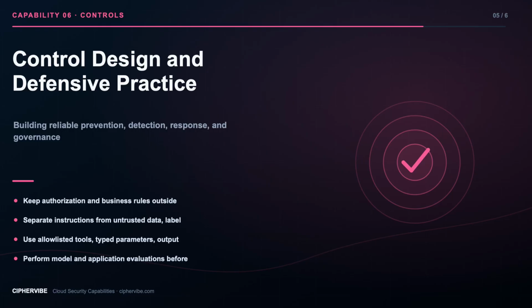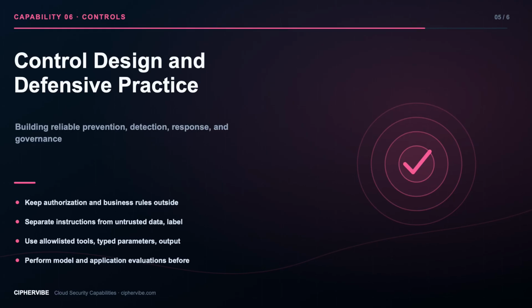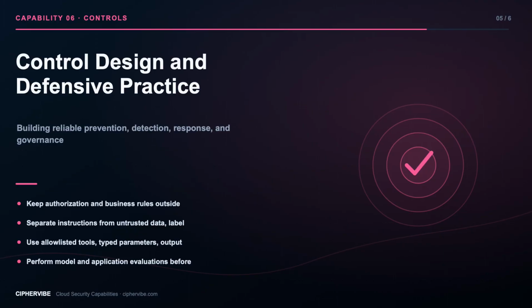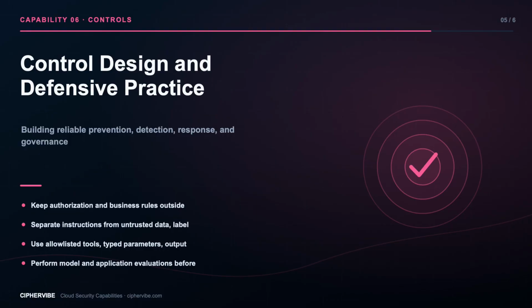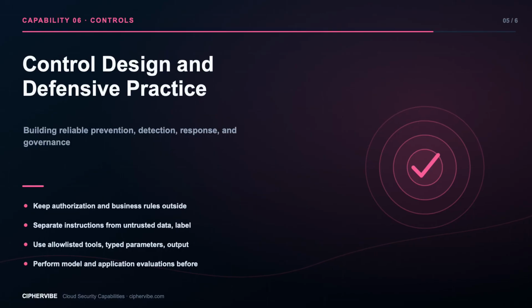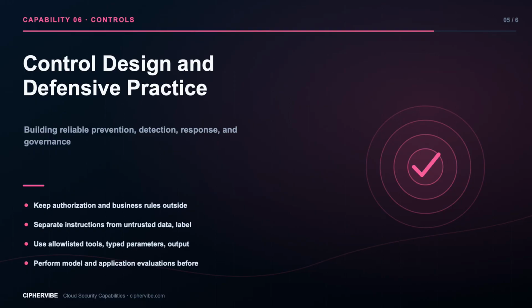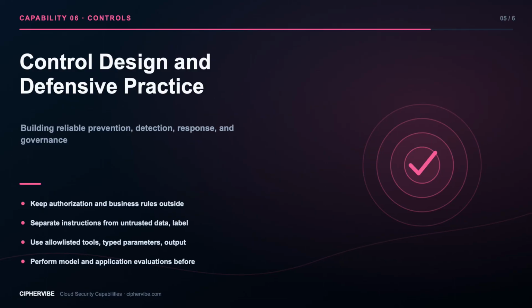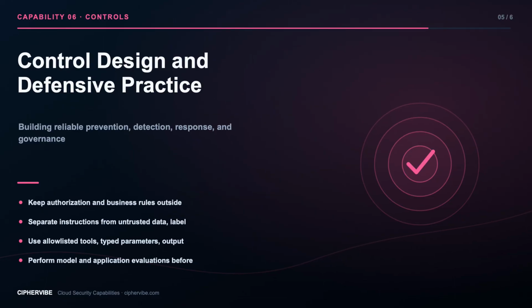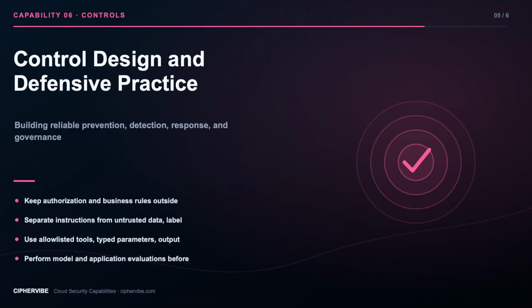Fourth, perform model and application evaluations before release and continuously after changes to prompts, tools, data, or providers. Fifth, define privacy, retention, vendor, incident response, and human oversight requirements for every AI use case. Control design should include preventive, detective, responsive, and recovery layers. Together, they establish safe defaults, identify drift, govern containment, and restore service.